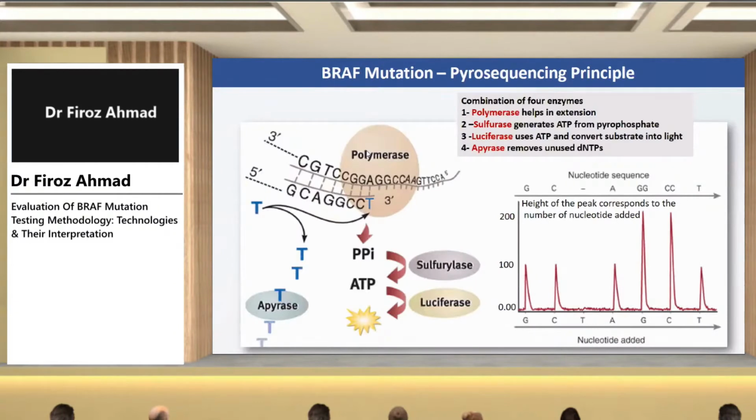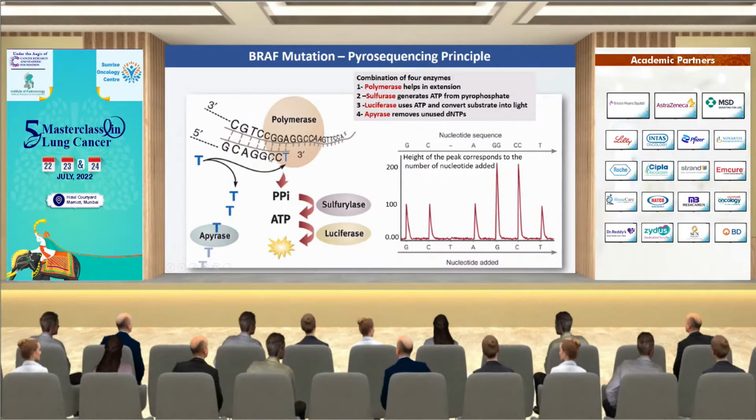Now, another method which is mostly used for BRAF mutation is pyrosequencing. As far as the principle goes, it's a combination of 4 enzymes. Polymerase basically helps in DNA extension. So whenever there is binding of one nucleotide at the complement site, there will be release of one pyrophosphate. This pyrophosphate will be utilized by sulfurylase enzyme to convert pyrophosphate into an ATP molecule. And this ATP molecule will be utilized by luciferase to generate light.